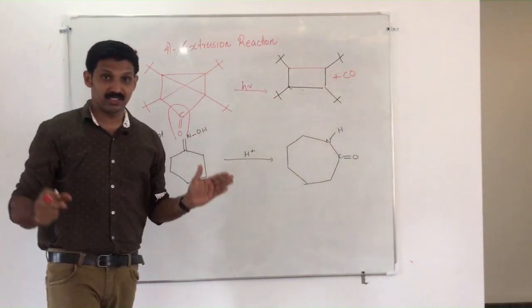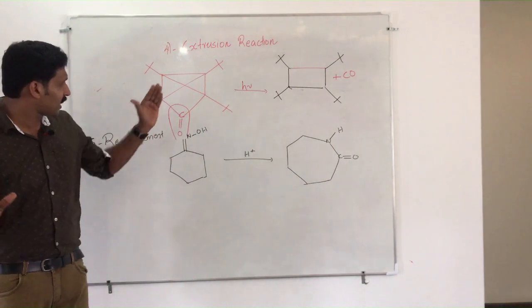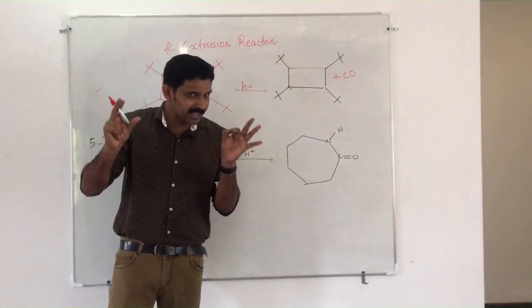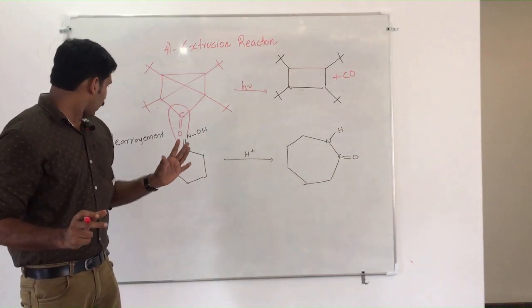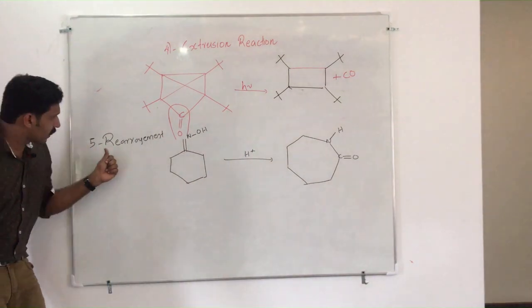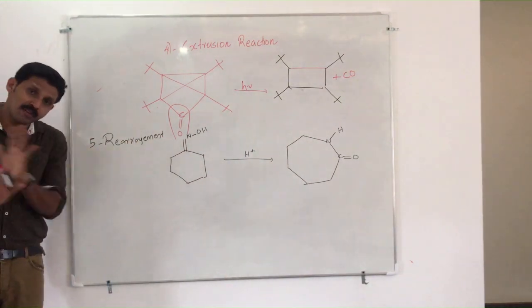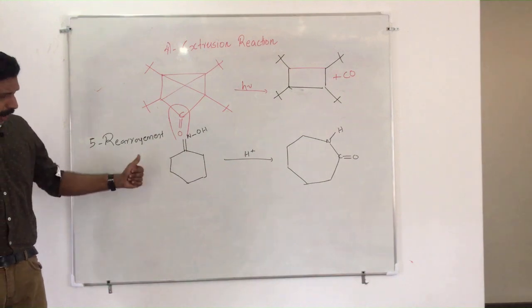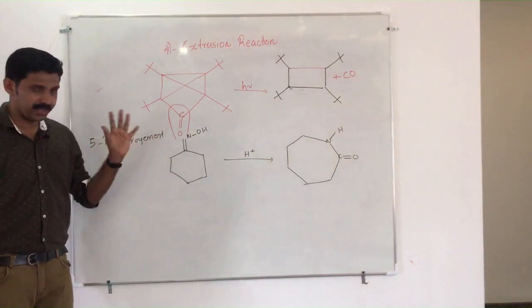That type of reaction is extrusion reactions, but that category of reaction is also very rare. And the fifth one is rearrangement reaction. A lot of rearrangement you have to study. Here I am just giving one example of rearrangement.